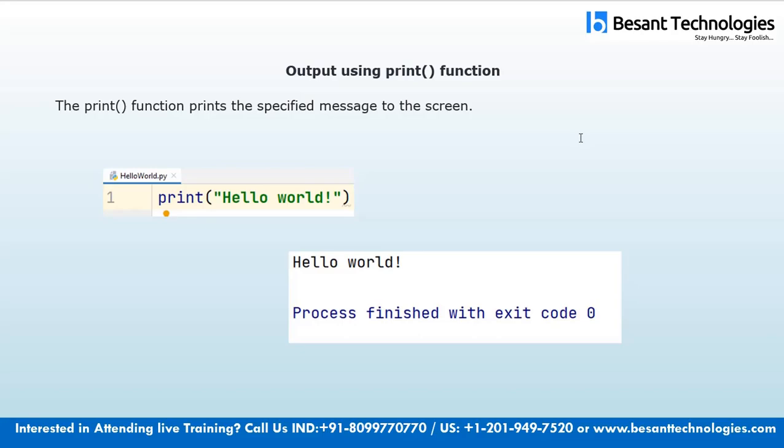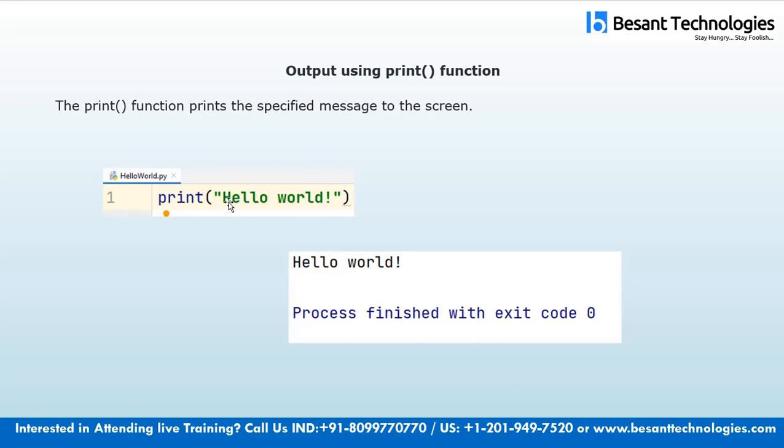The next topic is Python output using print function. The print function prints the specified message to the screen. Print function is the output function. With the help of this print function, you can print your string on the console. So here is the example program. I have given print and inside the round brackets, I just pass the string.